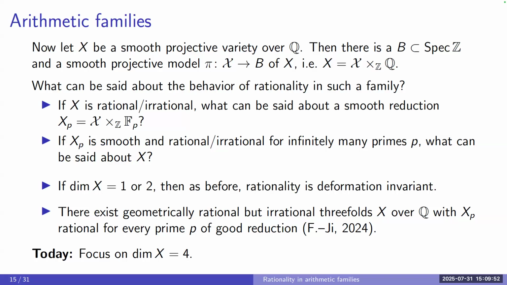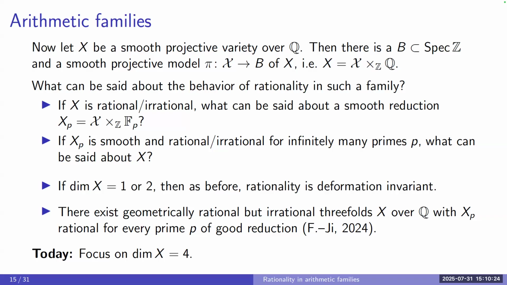Okay, so I think it would be interesting to have an example that's honestly geometrically irrational. Somehow this is really an arithmetic obstruction to rationality for this threefold over Q. But given the state of dimension 3 understanding of rationality as a deformation invariant, I think that seems a little bit hard. But if anyone has thoughts about how to make such an example, I'd be interested to talk about that.